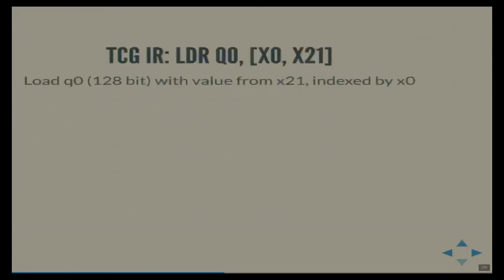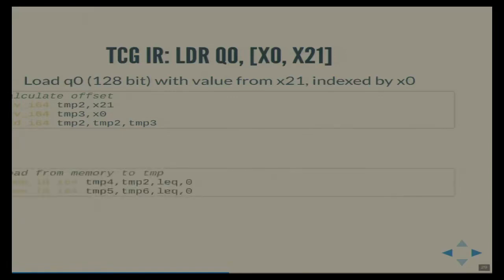The first instruction, this is just the first instruction, LDR Q0 X0 X21. So we're loading 128 bits from the thing that's pointed at by X21, indexed by a register X0. So first of all, we need to get the address of the load by adding X0 to X21. So that's 3 operations. The next thing we need to do is the load from memory into one of the temporary registers, which will end up being a host register.